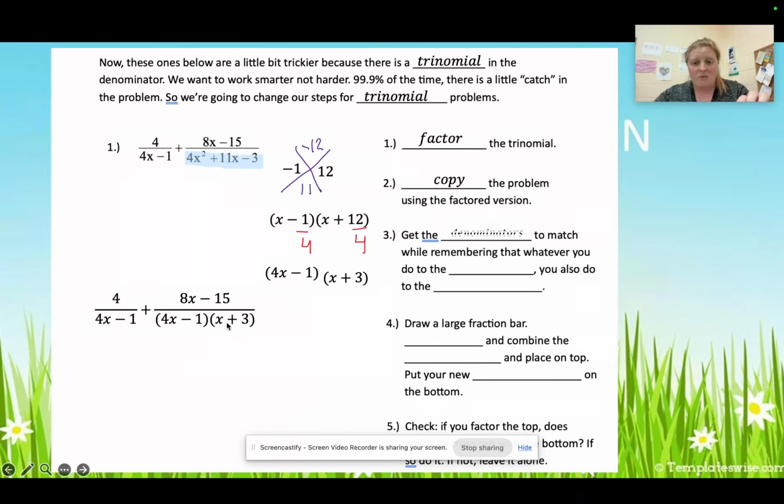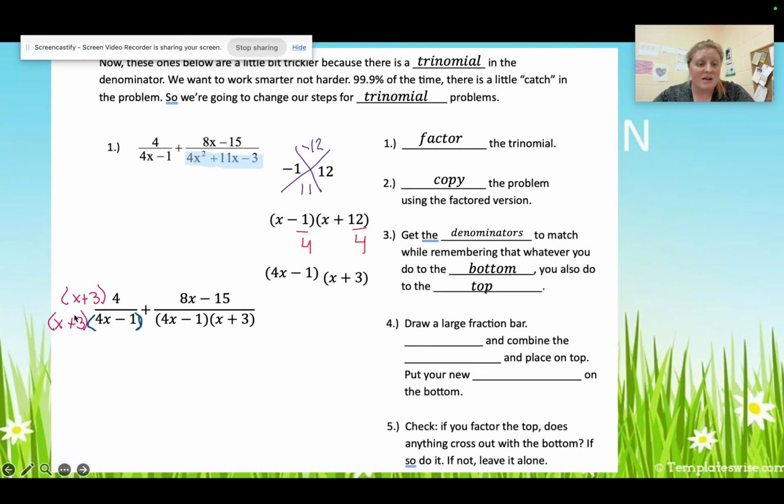So this is where we kind of play a matching game. All right, we're going to try to get our denominators to match up. So you can see that they both have a 4x minus 1 in common, but they don't both have an x plus 3. So we need to fix that. We need to give the guy on the left an x plus 3. Now we have the same stuff in both denominators, and order doesn't matter as long as the parentheses are the same. And if you do it to the bottom, you have to do it to the top. We can't forget about that rule.